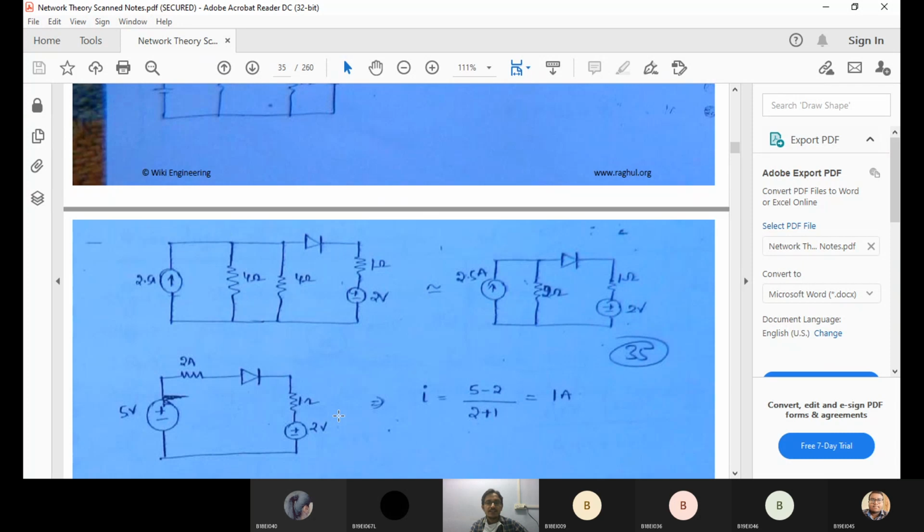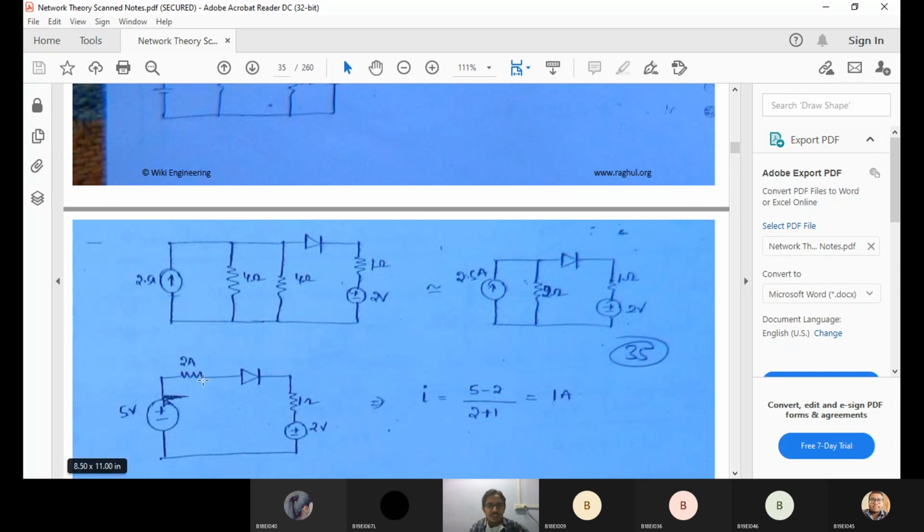So what is the current? I is equal to the potential difference across it by the total resistance, 2 plus 1. The potential difference here is 5 and 2, ideal diode, no drop. So 5 minus 2 divided by 2 plus 1, which is equal to 1 ampere.